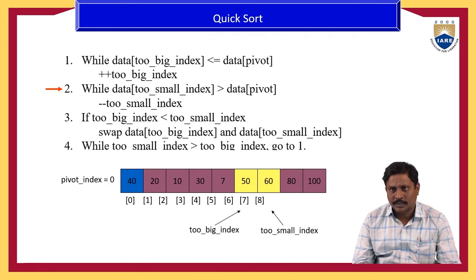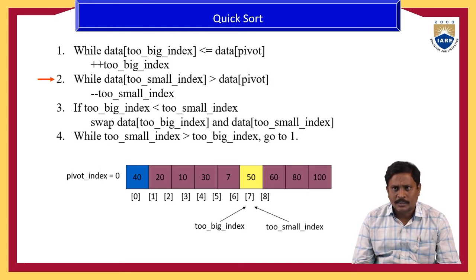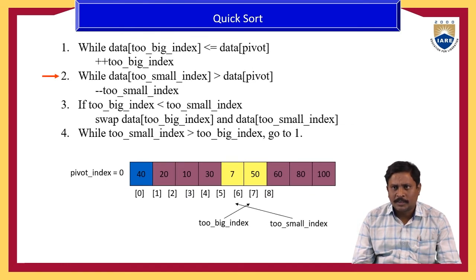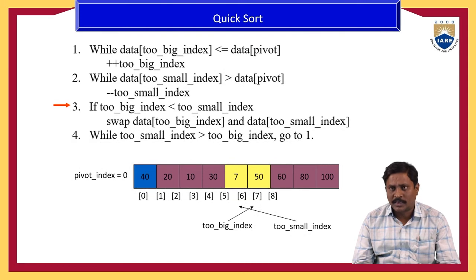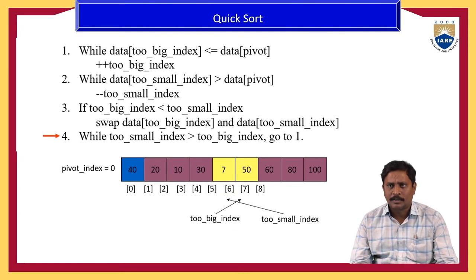Next we come to the next one. 50 less than 60, yes. They are in proper order. Now compare with the next elements. 50 less than 50 and 7. 7 less than 50, no. So 7 less than 50, yes. They are in proper order.